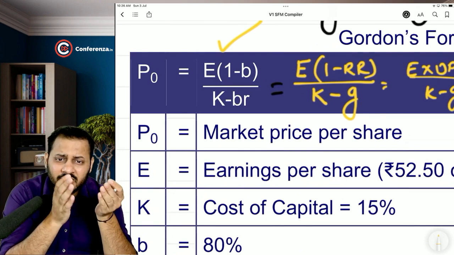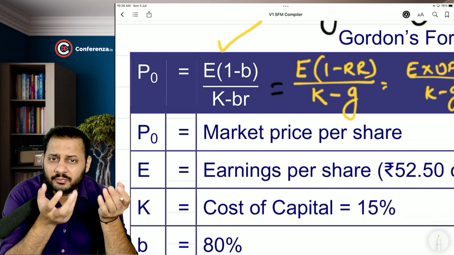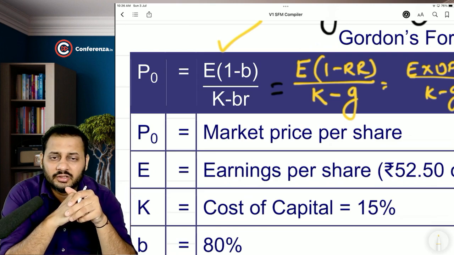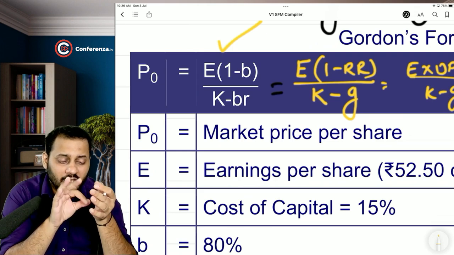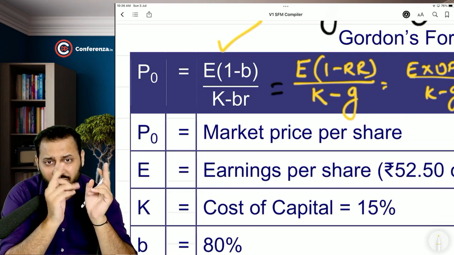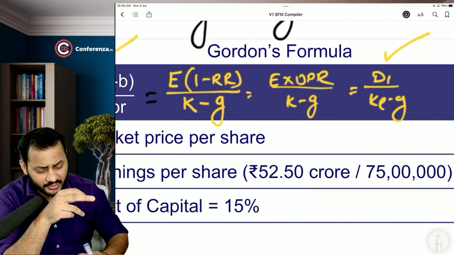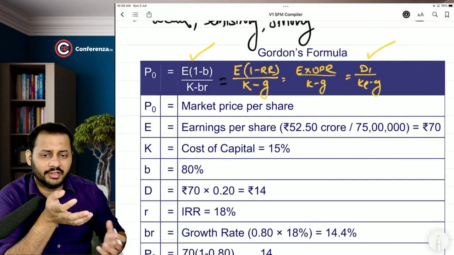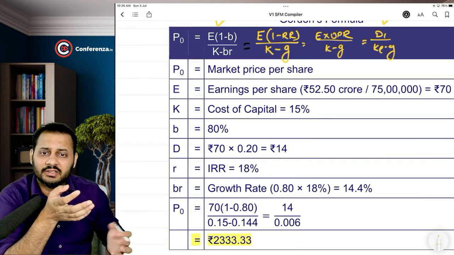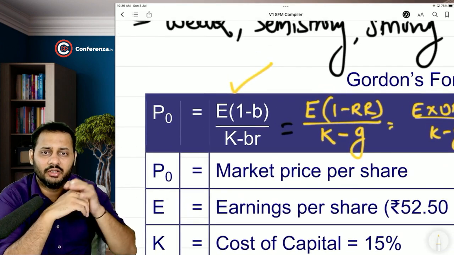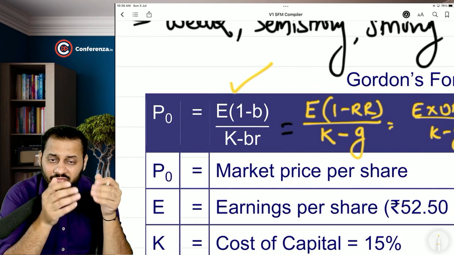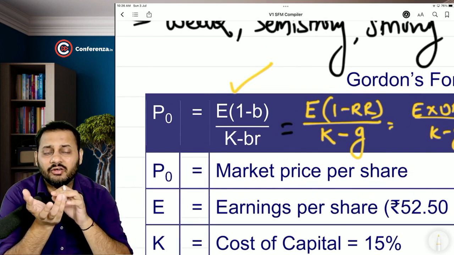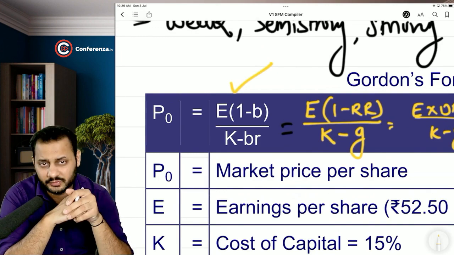What is E in bracket 1 minus B? What does it represent? First, be patient and find out what they have given. And if you have solved the question before looking at the answer, you might have started with the same formula that I taught you, and you will reach the same answer. If the answer is the same, why are you doubting this formula? In fact, this is a learning for you that there is some other way of representing the same formula.